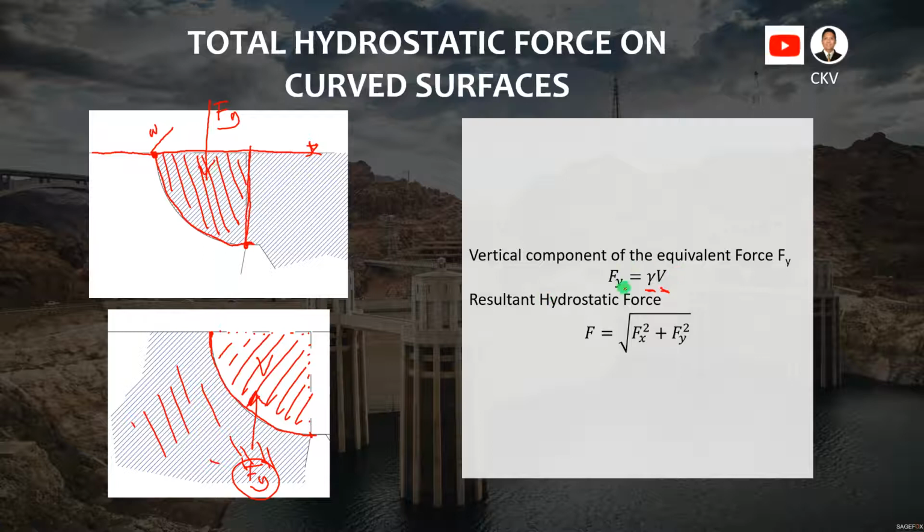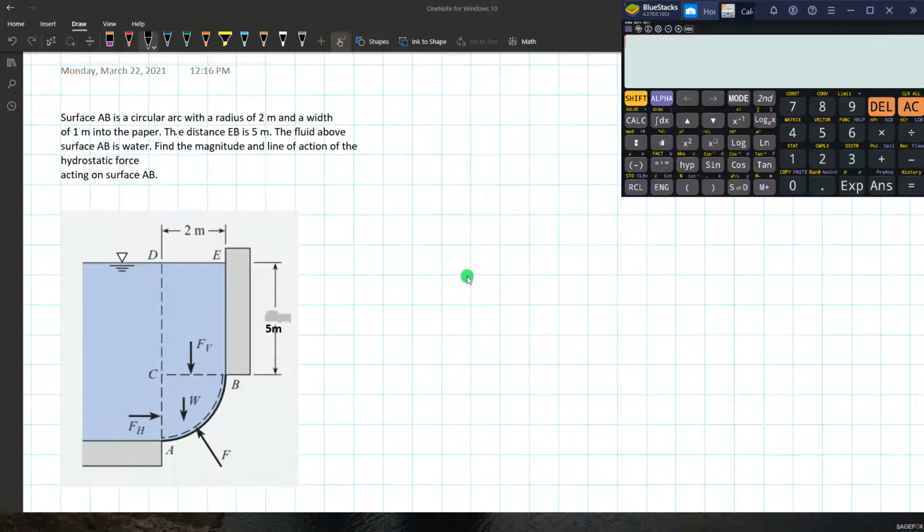So now, since we already have the equivalent vertical force, we can compute the resultant hydrostatic force by computing the square root of the sum of the squares of the horizontal and vertical force. So let's solve this problem right here.